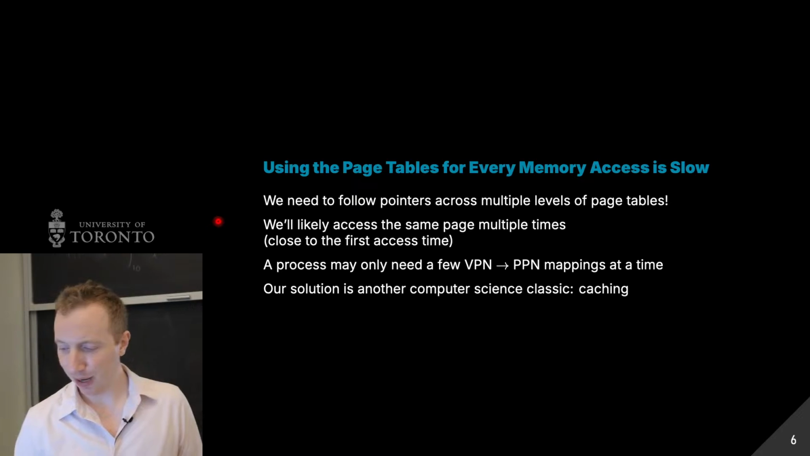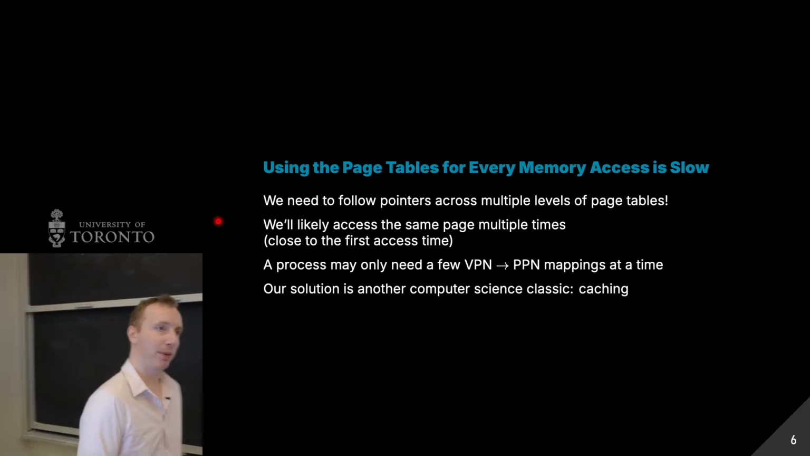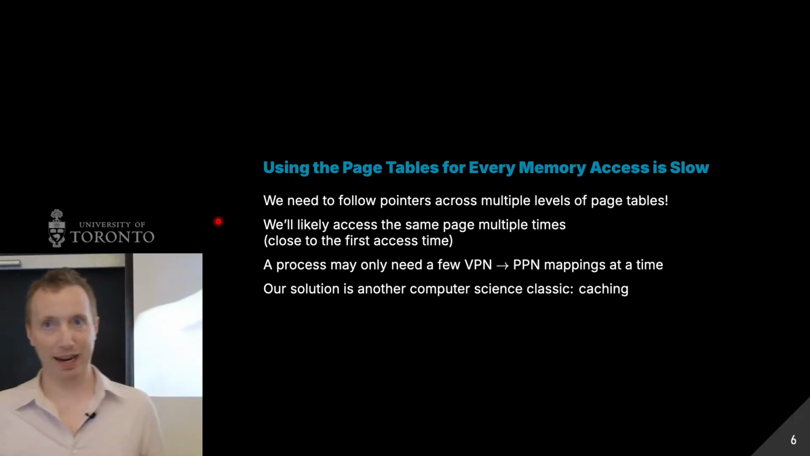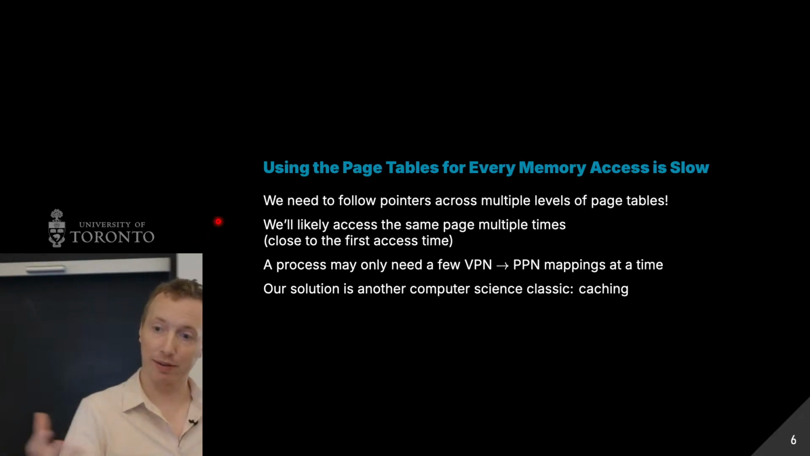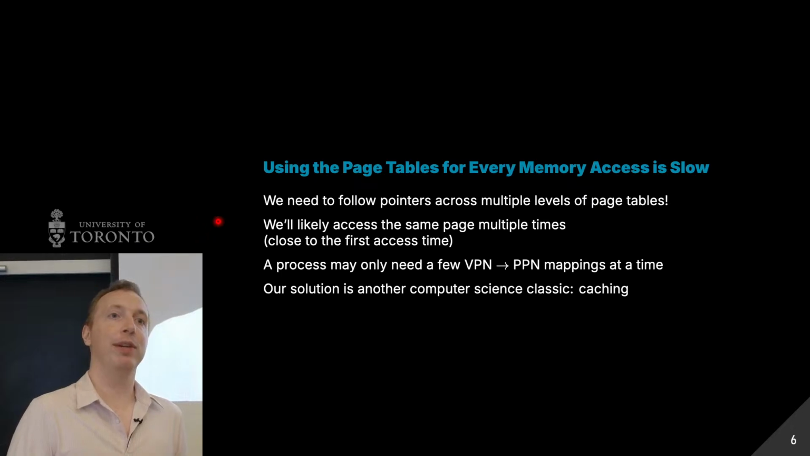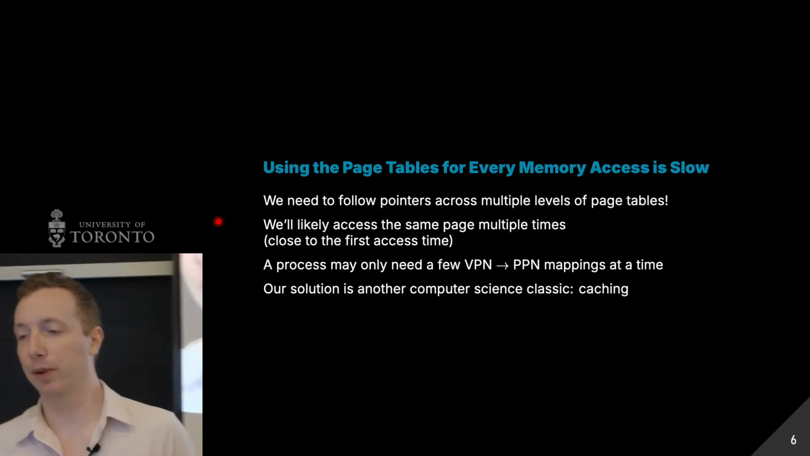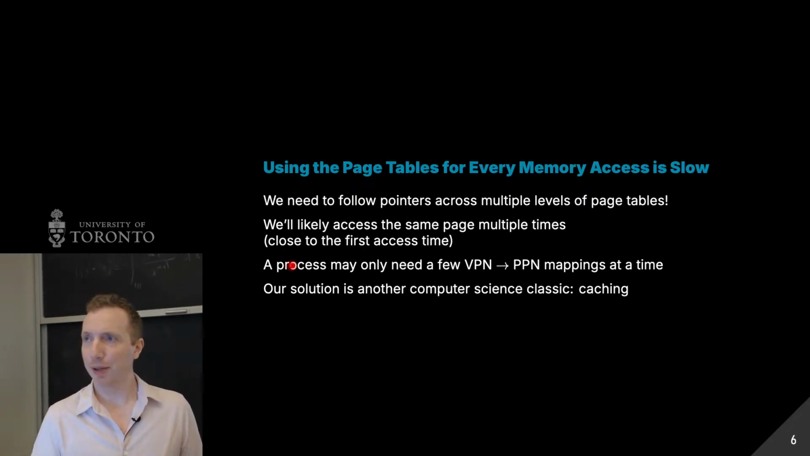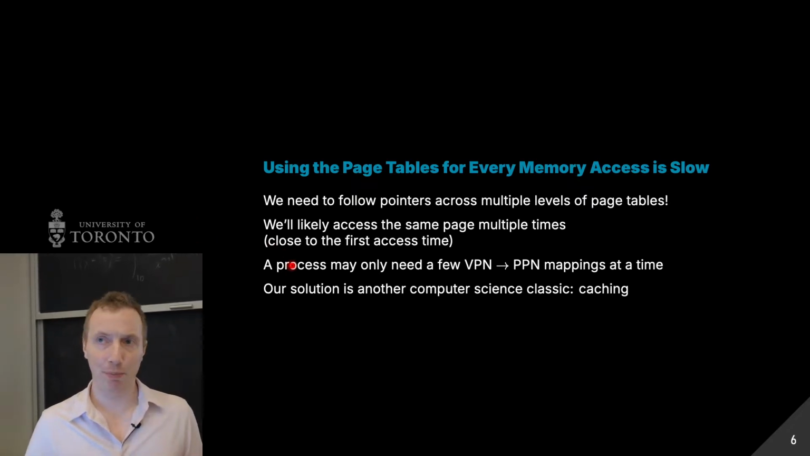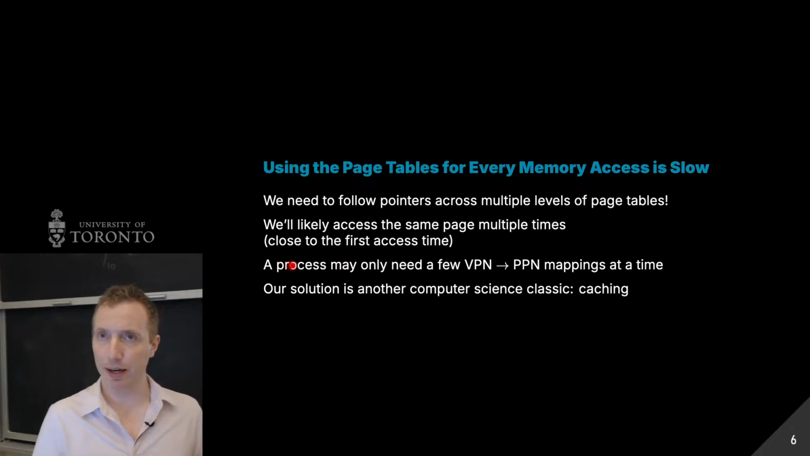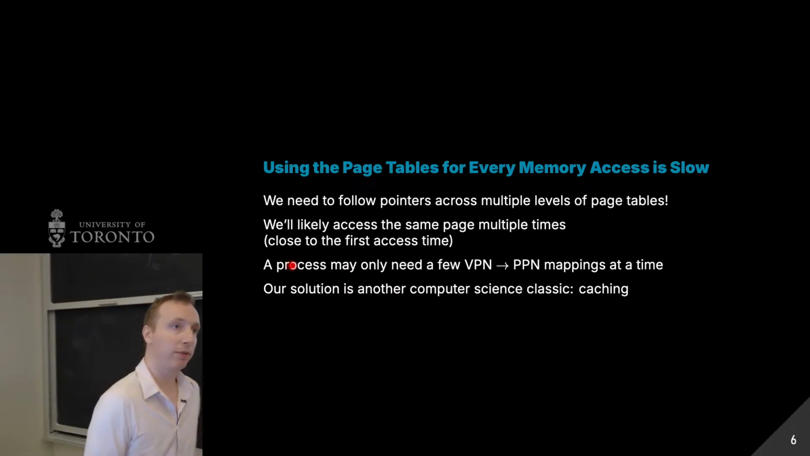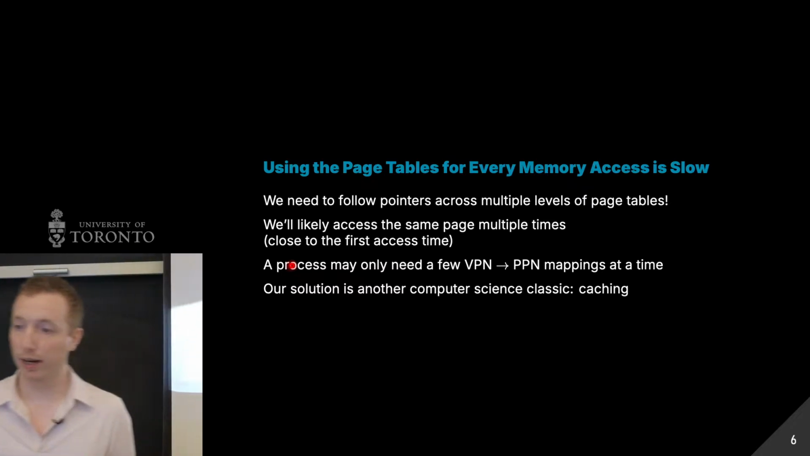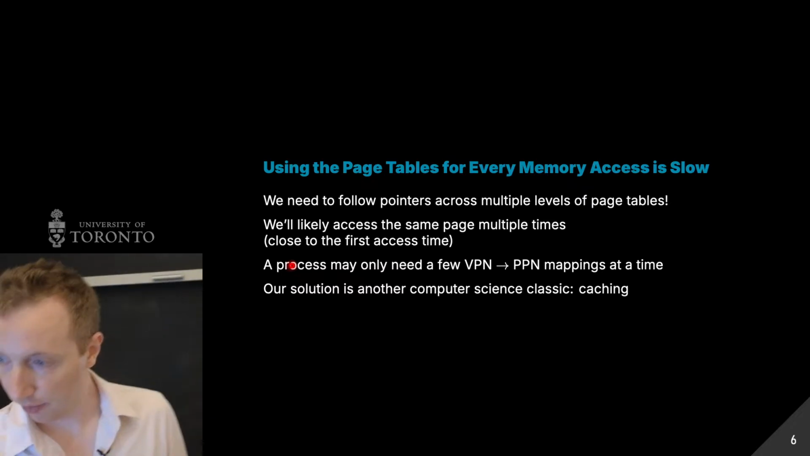You might also access the same page every time. So think of using an array. If you use an array, it's likely every single element is on the same page. So you don't need to do the same translation over and over again. Your program might only use a few pages of memory at a given time. So the solution to speed this up is one of computer science's only solutions, and it is caching.